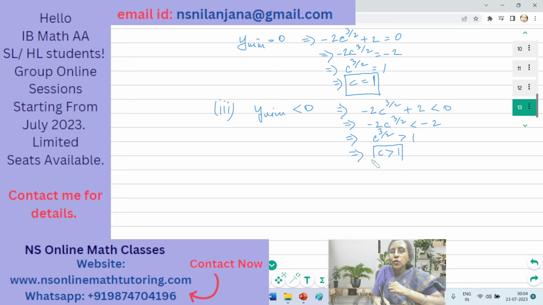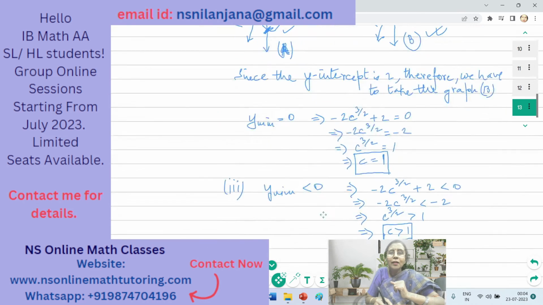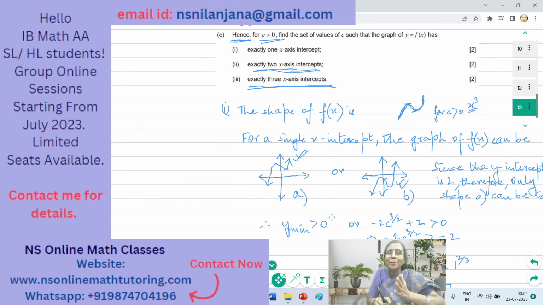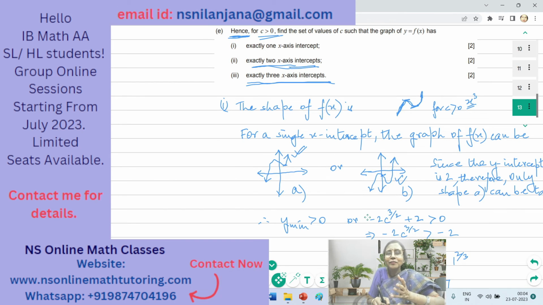Because the question contains 2 marks, we had to do this calculation. Otherwise, c is greater than 0 and c is a real number. You have taken c is from 0 to 1, you have taken c equal to 1, and the only other portion that is remaining is c is greater than 1. Okay. So this is the answer for subpart I of subpart E. We have completed answering subpart E totally.